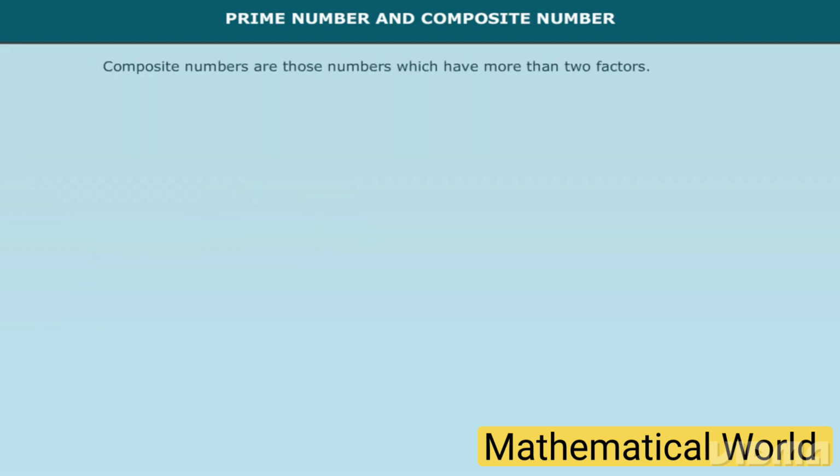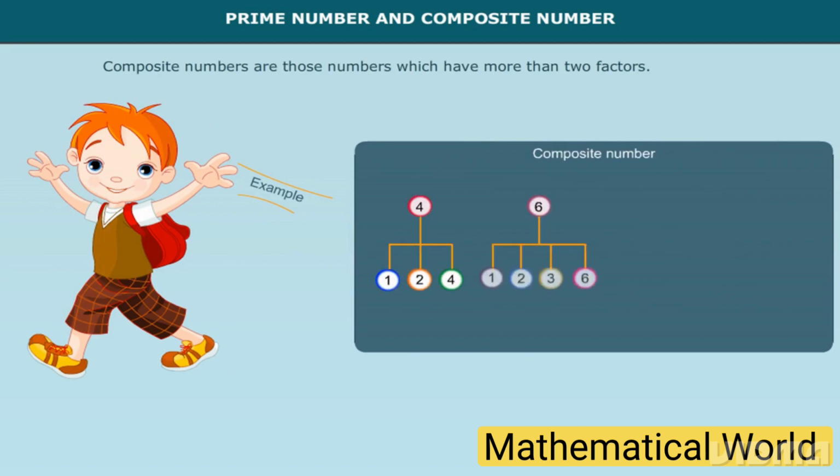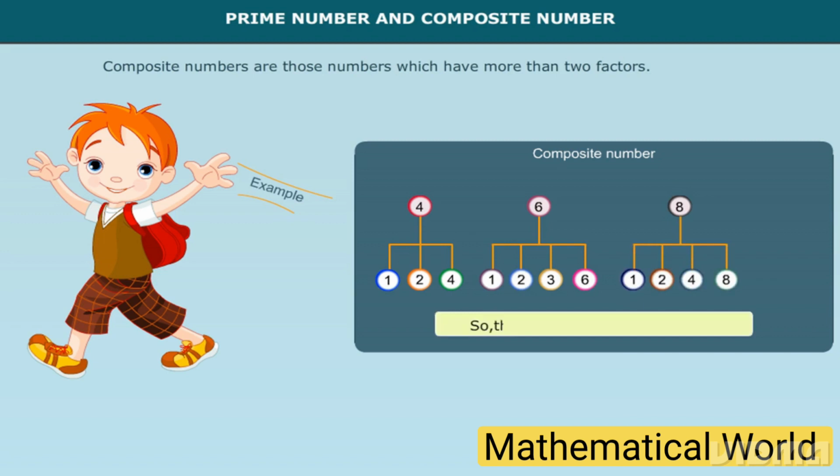Composite numbers are those numbers which have more than two factors. For example, factors of 4 are 1, 2, and 4. Factors of 6 are 1, 2, 3, and 6. Factors of 8 are 1, 2, 4, and 8. So they have more than two factors and are called composite numbers.